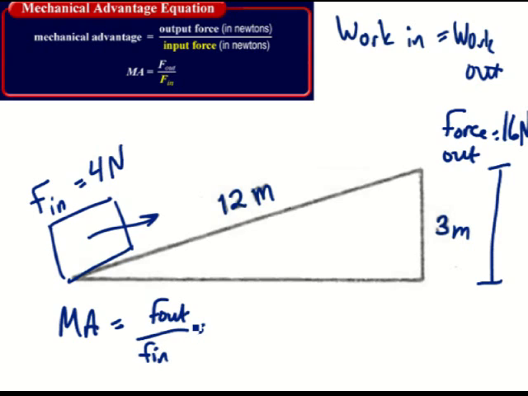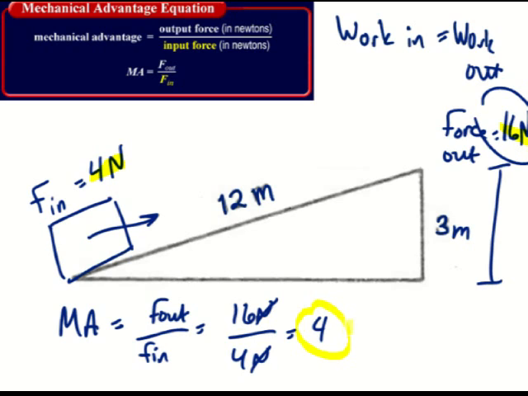So we're going to take the force out, which is 16 newtons, and we're going to divide it by 4 newtons. And what we end up with is canceling out our units. It's just a ratio. 16 to 4 is 4. So the mechanical advantage of using this inclined plane, because we know the force in and we know the force out, plug that into our equation, and we find that the solution is 4.